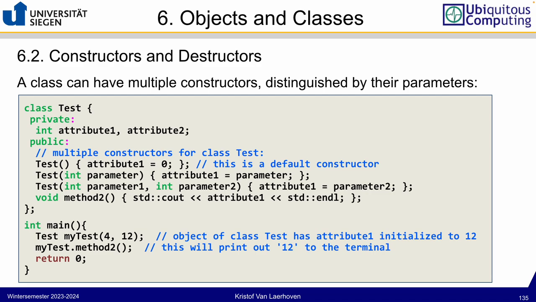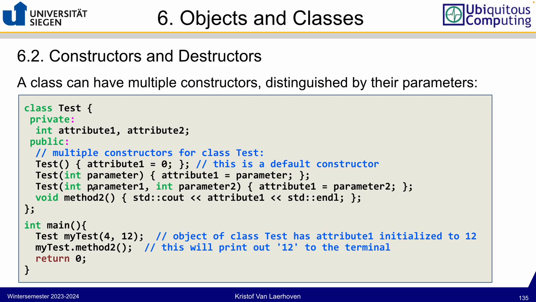That was basically the answer to your question. You can have multiple constructors. So in this case, we have one constructor with one parameter, and one constructor with two parameters. They do something slightly different, because in this case we have two attributes. But if we create a new object, myTest of class Test, and we supply two parameters, then C++ knows automatically, okay, I need to call this particular constructor, not this one, because I have two parameters, two integers in this case.